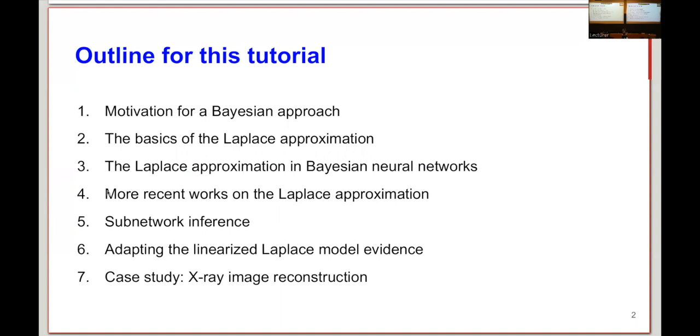In particular, new approaches based on this Laplace approximation, techniques to make it scalable, techniques to make it work well with modern neural networks. And then we are going to see a case study on applying these methods to obtain uncertainty estimates for the reconstruction of X-ray images. So let's start with the beginning, some motivation for a Bayesian approach.